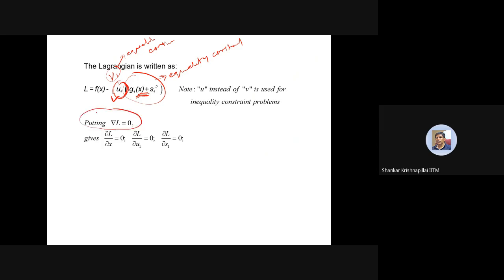Then you can put del L equal to 0. We get partial L by partial x equal to 0, partial L by partial u1 equal to 0, partial L by partial s1 equal to 0. All three equations are obtained, and we can find the values of x, u1 and s1.